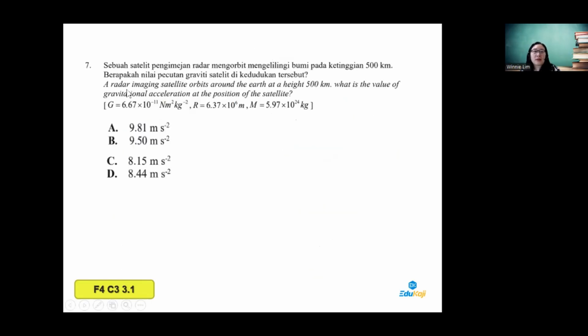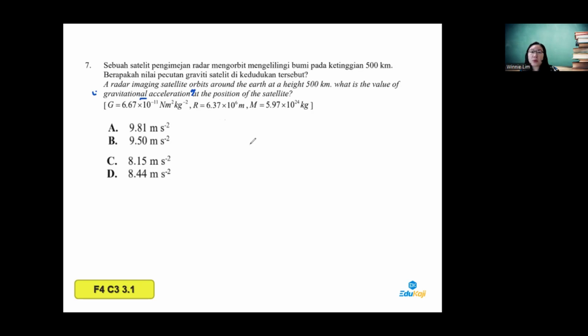Number 7 is from Gravitation. A radar image satellite orbits around the Earth at a height of 500 km. What is the value of gravitational acceleration at the position of the satellite? Okay, so for these questions, you need to know what formula is used for calculation. They want to calculate gravitational acceleration.